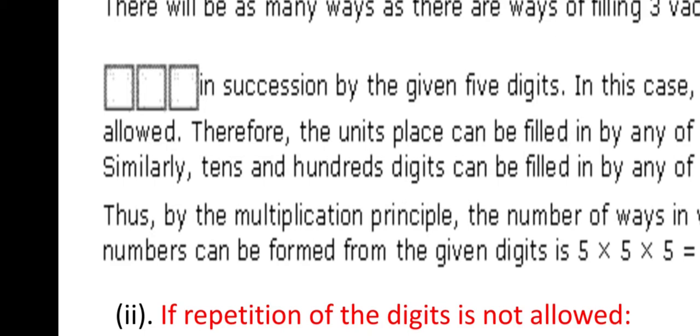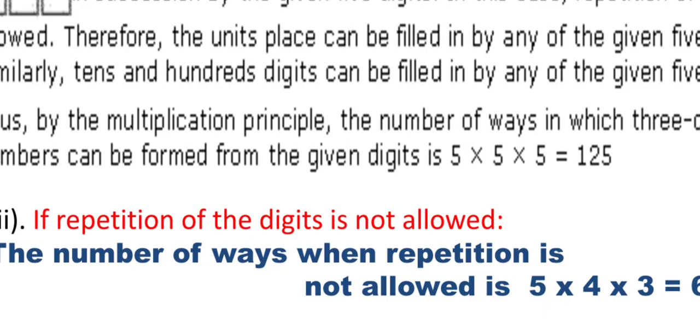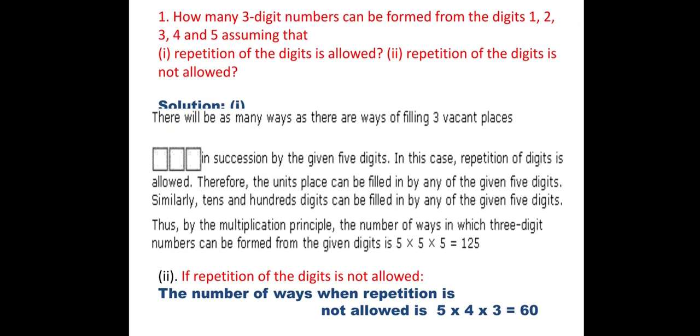Now the second place can be filled by again 5 numbers, because repetition is allowed here. If we put 1 in the first position, we can put 1 again. The third position also can be filled by 5 different numbers. So the total ways will be 5 into 5 into 5 according to the multiplicative principle, and the answer is 125. The next question is, repetition of the digits is not allowed.